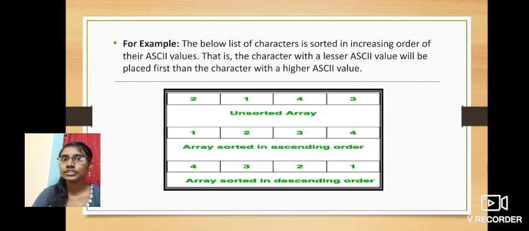For example, the below list of characters is sorted in increasing order of their ASCII values. That is, the characters with lesser ASCII values will be placed first, then the characters with the higher ASCII values. 2 1 4 3 is an unsorted array. 1 2 3 4 is an array sorted in ascending order. 4 3 2 1 is an array sorted in descending order.